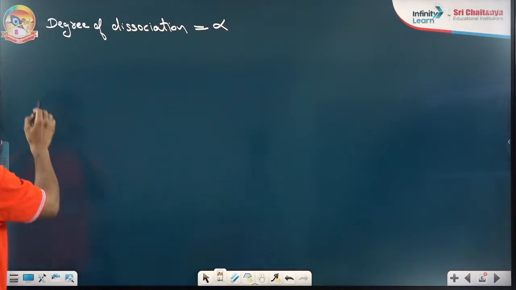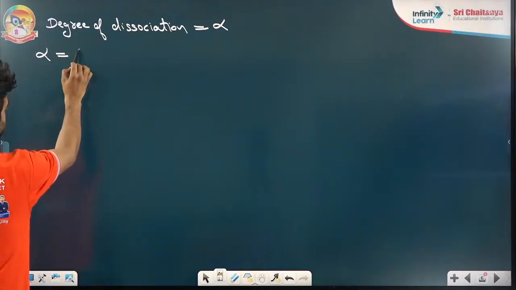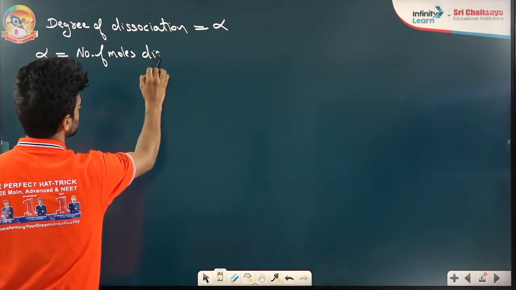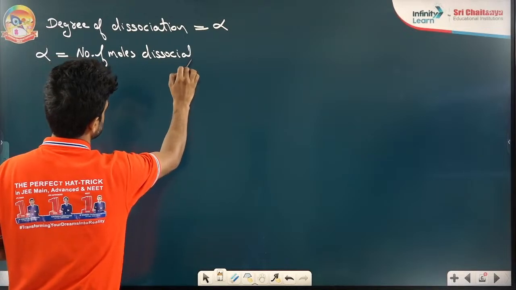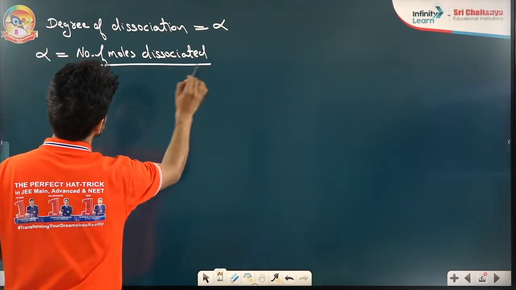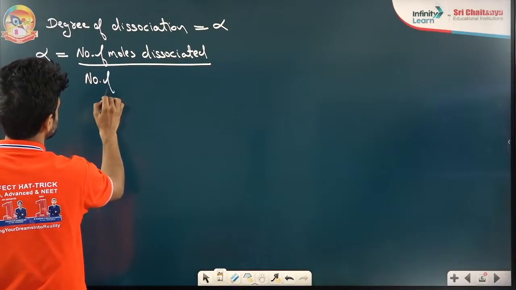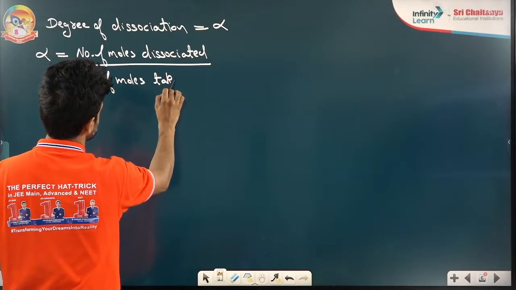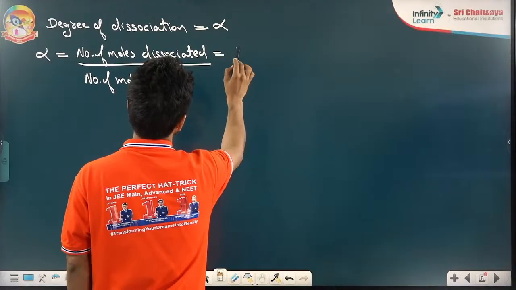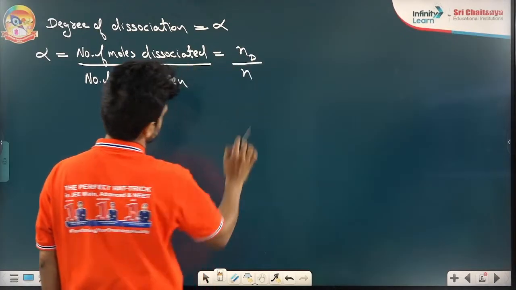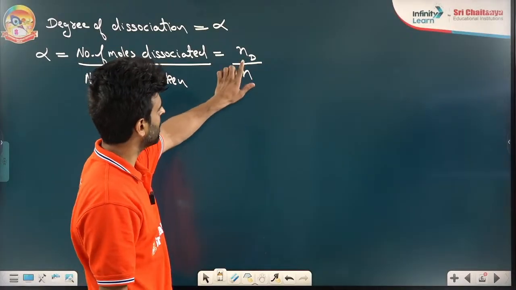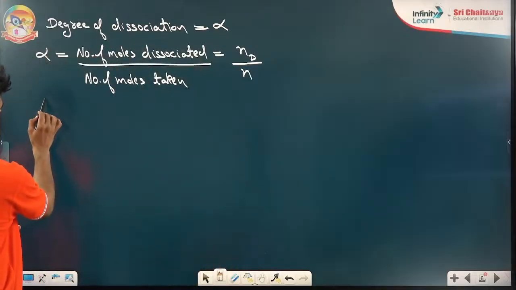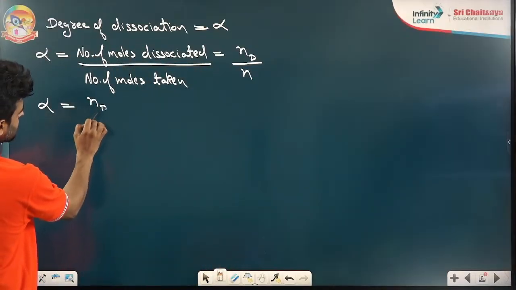Degree of dissociation I will write by alpha, right? What is alpha? Alpha is number of moles dissociated divided by number of moles taken. You can say here alpha is N_D divided by N. How many moles you have taken of that substance and how many of the moles are dissociated is alpha. Okay, so I'm writing here alpha is N_D divided by N, right?